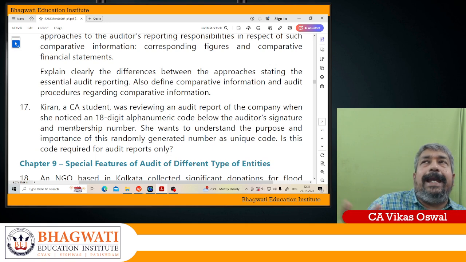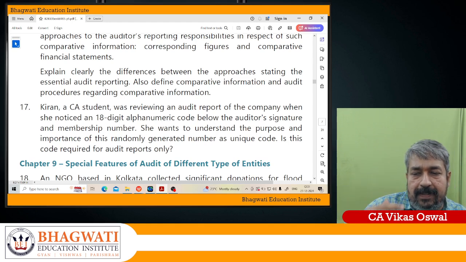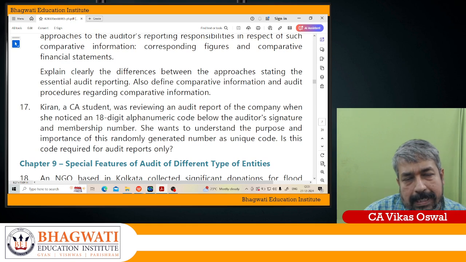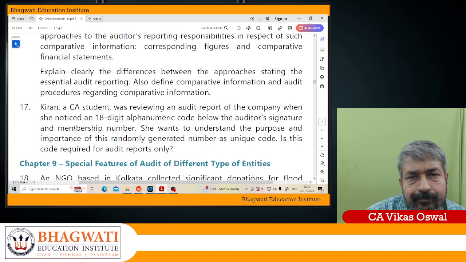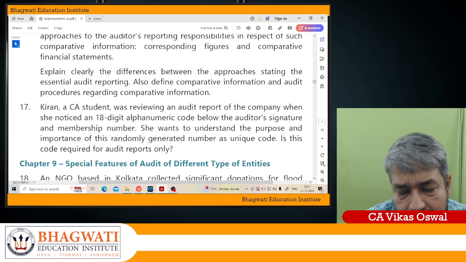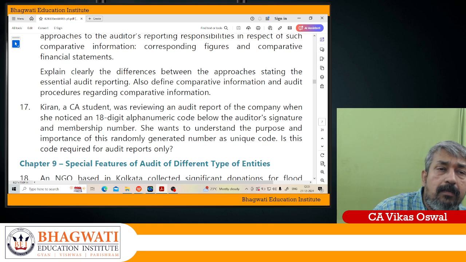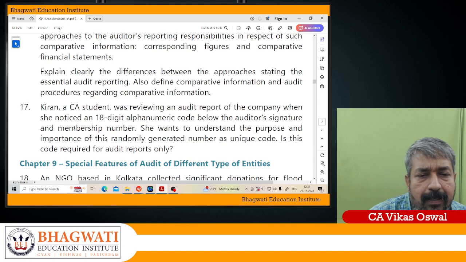See, when you go into the elements of audit report, it will have title, addressee, opinion paragraph, basis for opinion, then going concern, then management responsibility, auditor's responsibility, then location of auditor's responsibility, then legal and other reporting requirement, and at the end you have signature, membership number, registration number, and lastly you have UDIN. UDIN means unique document identification number, and it's an 18-digit alphanumeric number.